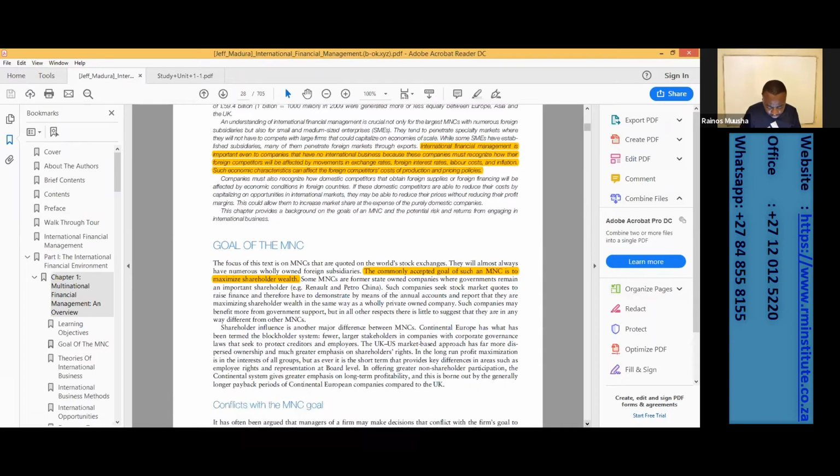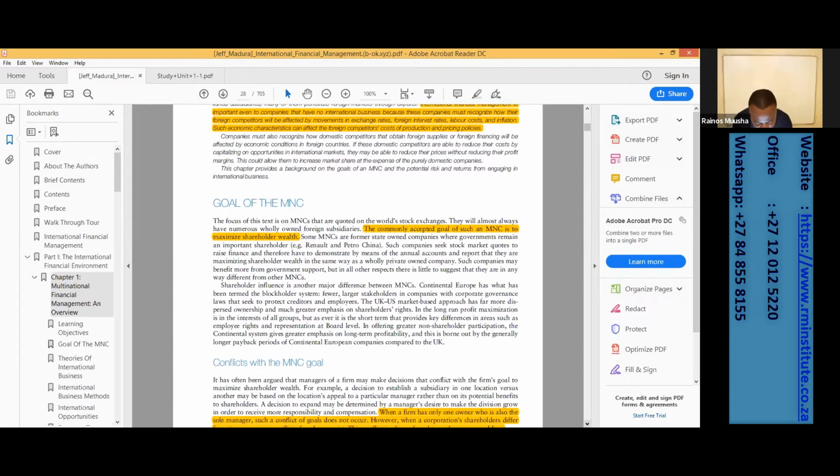Next, on the next subheading, we look at the goal of the multinational company. And here, in the first paragraph, they say the focus of this text is on multinational corporations that are quoted in the world's stock exchanges. They will almost always have numerous wholly owned foreign subsidiaries. So the commonly accepted goal of such a multinational corporation is to maximize shareholders' wealth.